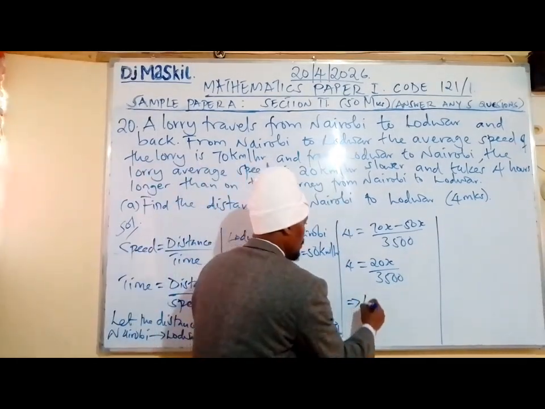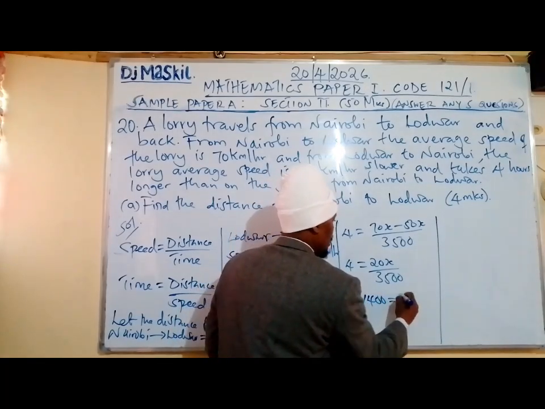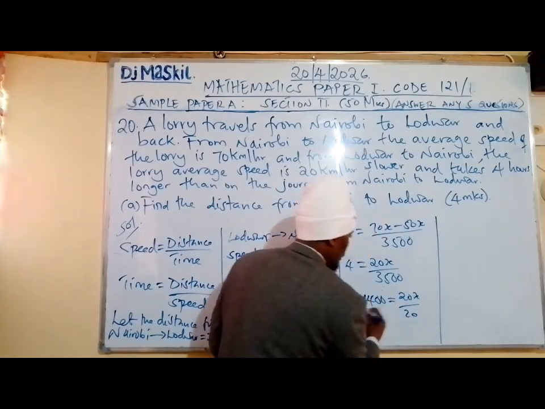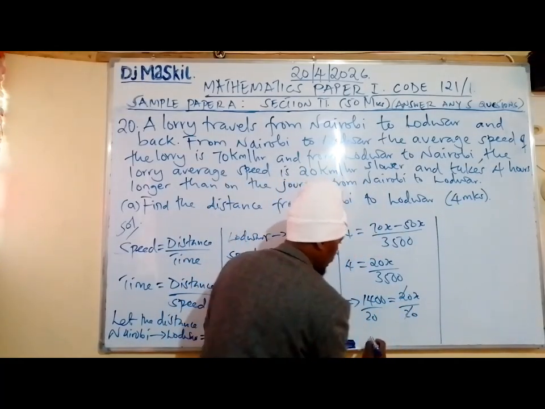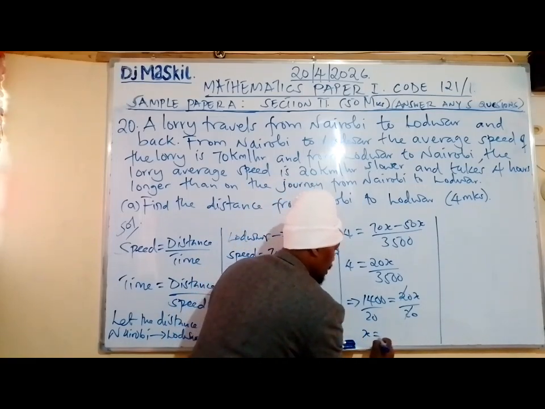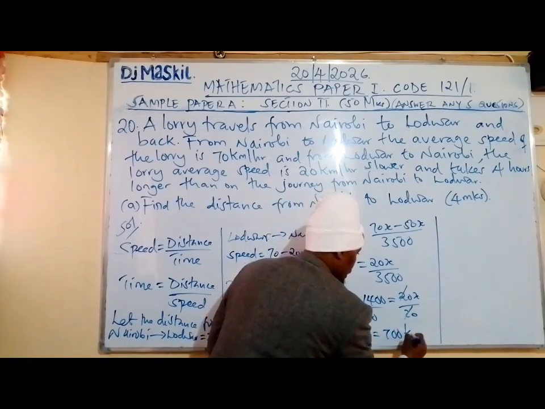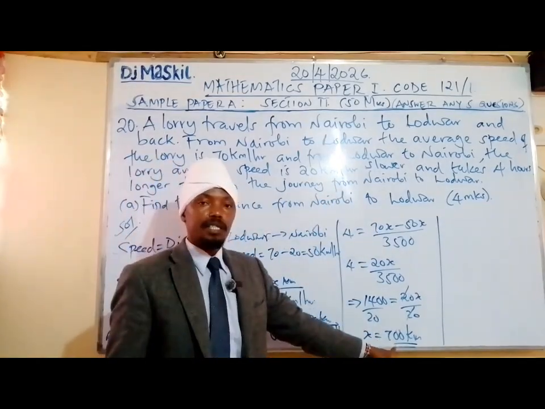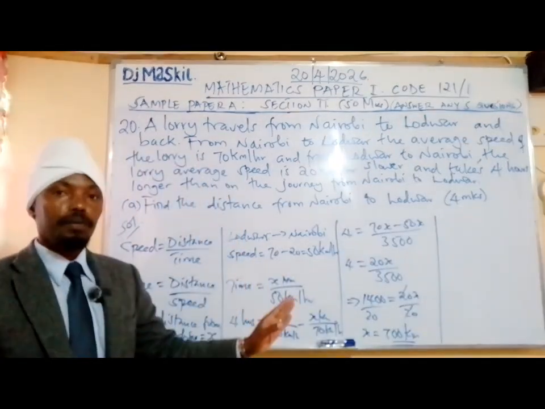So this will give you 14,000 is equal to 20x. So to find the value of x, divide by 20 on both sides. Therefore, x is equal to 700 kilometers. So this is the distance between Nairobi and Lodwar.